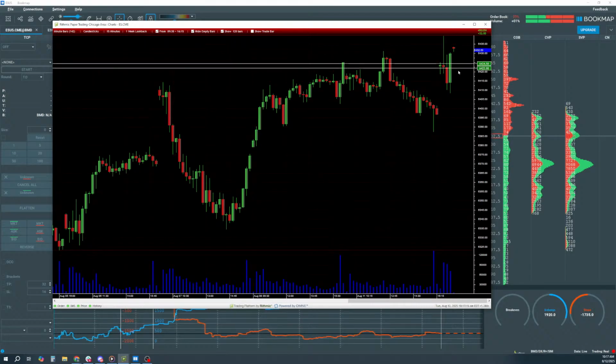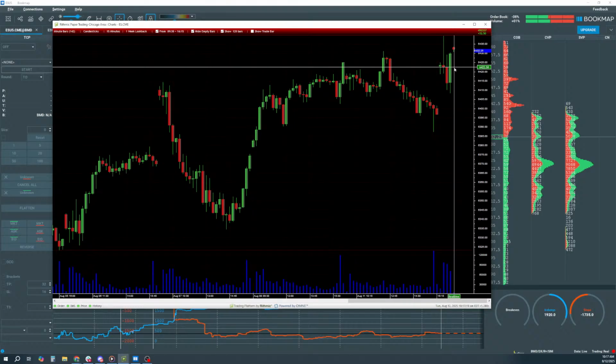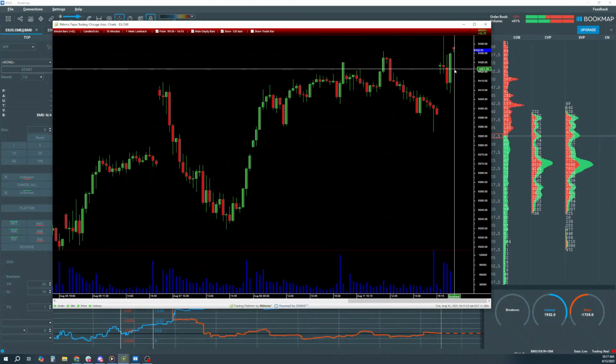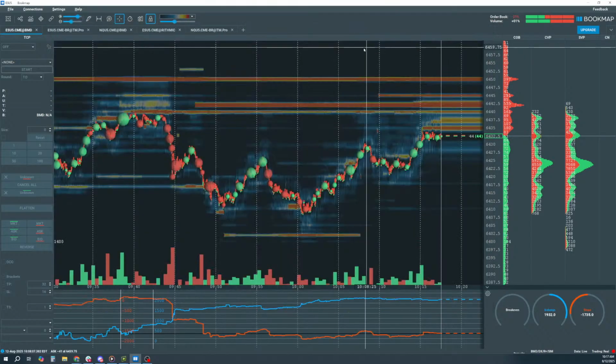then the move back down would be, well, I would be looking for a move into the point of control in here. I don't know where it is exactly, you guys probably know, but I would say somewhere around in here, around 22 to 20, somewhere in there.